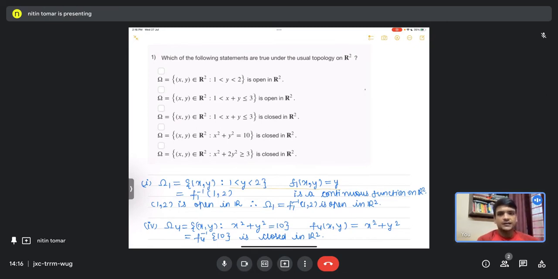So, we are given five sets and we have to find whether or not the given sets are open or closed. One important result that we are going to use is the following: the inverse image of an open set under a continuous map is an open set in the domain. The same thing holds for the closed set. Now, the first option.